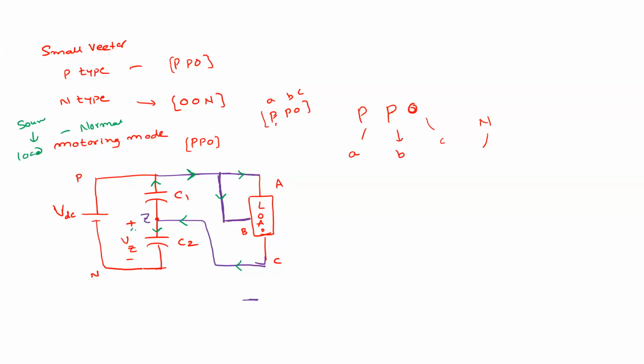So this is the voltage across C2, VZ, and VZ has some value. For example, if VDC is 400, this is supposed to be 200 volts and this is supposed to be 200 volts. So now, will the VZ value increase or decrease? Increase.